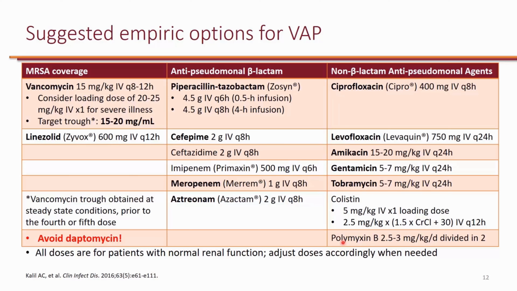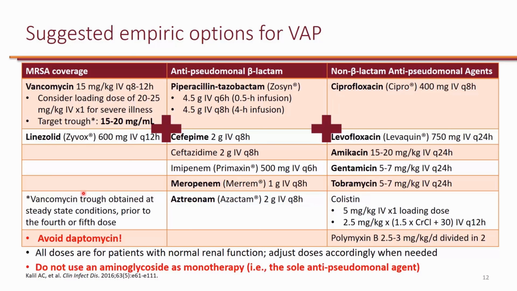So let's say someone has received IV antibiotics in the last 90 days. Let's say somebody received ceftriaxone 2 weeks ago and now they have ventilator-associated pneumonia. We can choose an MRSA active agent like vancomycin plus one agent from beta-lactam that's active against pseudomonas. So we can use piperacillin-tazobactam, for example, plus a second agent, so ciprofloxacin. So the patient will end up receiving three agents: ciprofloxacin plus piperacillin-tazobactam plus vancomycin.